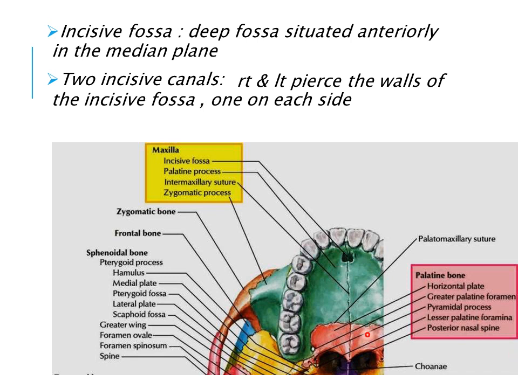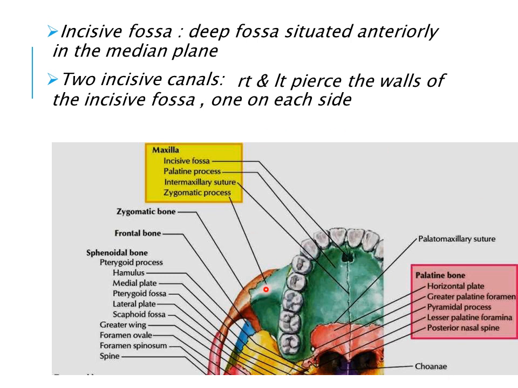Then if you come to the palatine bone, this is horizontal plate of the palatine bone, the pink color one. The horizontal plate has two foramina at the lateral aspect, greater palatine foramen, and here we have the lesser palatine foramen. Then we have the pyramidal process. Then we have the posterior nasal spine, the arch-like process I told you, that is pyramidal process at the posterior border of the hard palate. Then in the midline we have a projection which goes beyond, and this is known as posterior nasal spine.